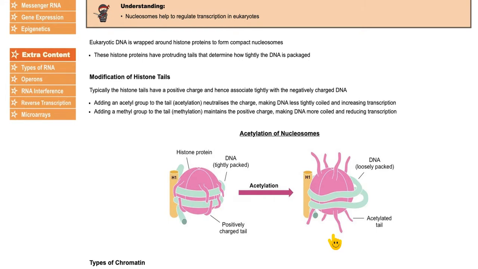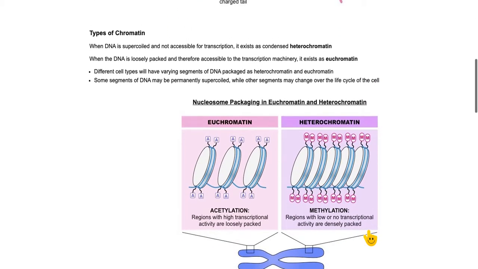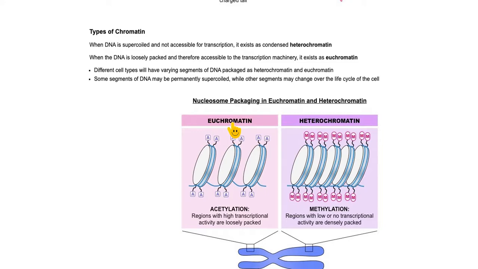Now, what does that mean? If DNA is not tightly packed like so, if DNA is loose, we call that type of DNA euchromatin. That means that since it is loose DNA, those regions that are loose within DNA have high transcriptional activity. So that means that more transcription is going to happen. So here you see the tails are acetylated. So adding an acetyl group to the histone tails is going to loosen up the DNA and form this euchromatin.